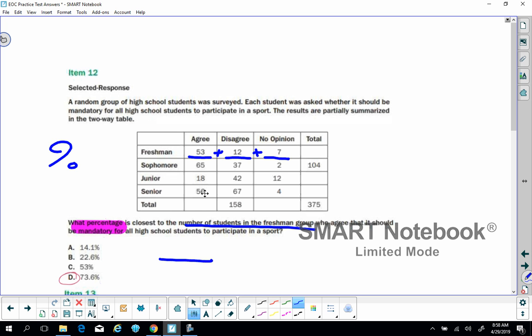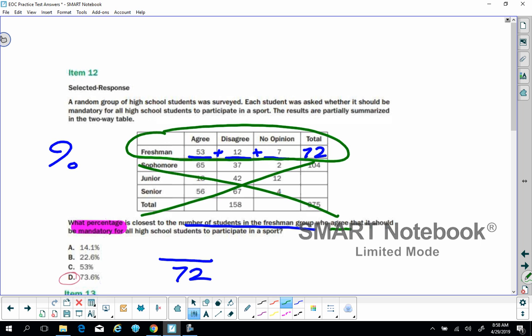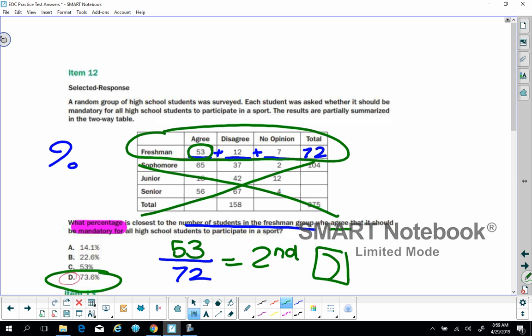When I add them, I end up getting 72. So out of that group, it says how many agree that it's mandatory that they should participate in a sport. So out of this row, I don't even need to look at the rest of this table. Out of those 72, 53 of them agree that it should be mandatory. When you do this, I get my answer and then I press second and the end parentheses, and that turns it into the percent. You end up getting this answer right here, 73.6%.